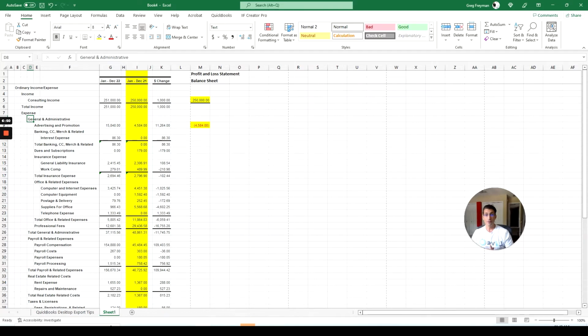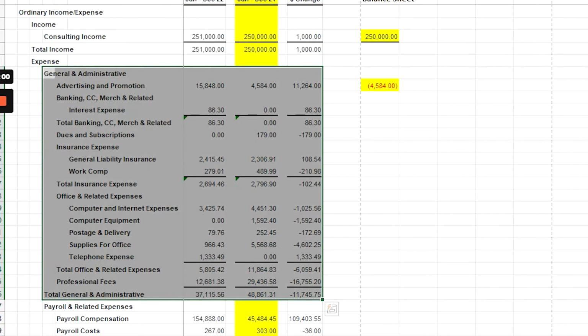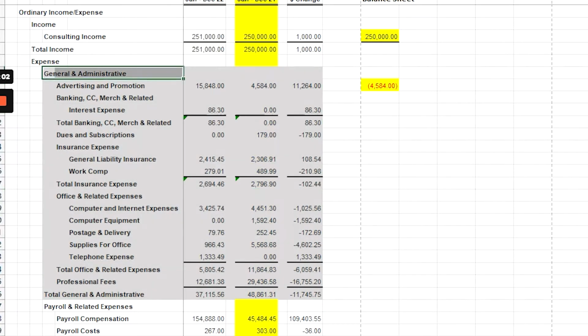Now, as far as what you're looking at here, if we dissect it a little bit further, this first whole section here, and I'm going to just highlight it in gray, this is all general administrative expenses. And when we're dealing with general administrative expenses, I'll put things in there like advertising, the banking, dues, subscriptions, insurance, office-related costs, and so on. All right, and then we'll get to our total G&A.